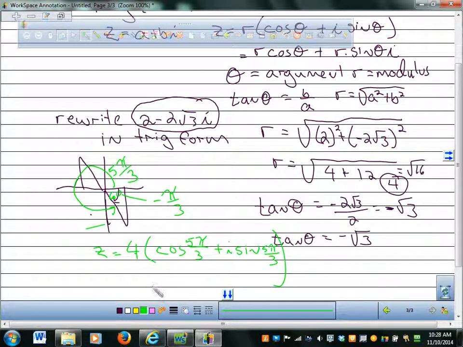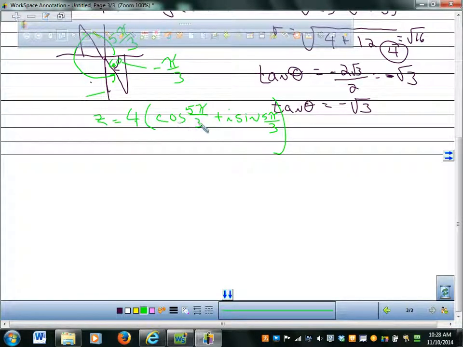So this is what it looks like in trigonometric form. 5 pi over 3 is the angle for both, because that's the argument. I sine of 5 pi over 3 gives you the vertical component, and 4 times the cosine of 5 pi over 3 gives you the horizontal component. You could distribute that 4 through if you want, either way is fine. That's trig form. So that's rewriting 2 minus 2 root 3i in trig form. That's your final answer, yes.